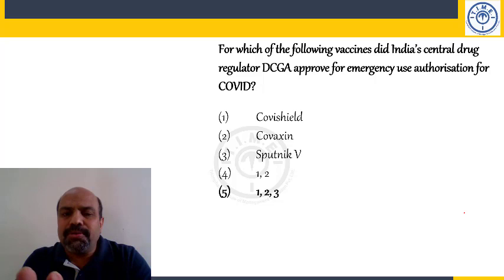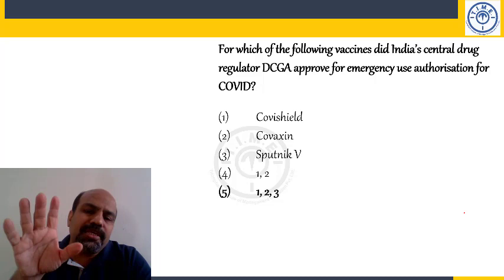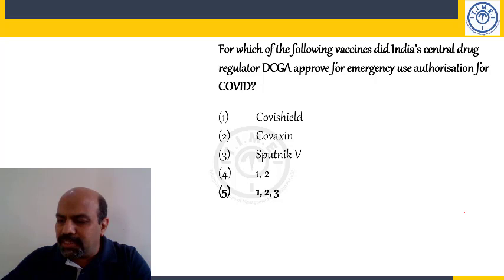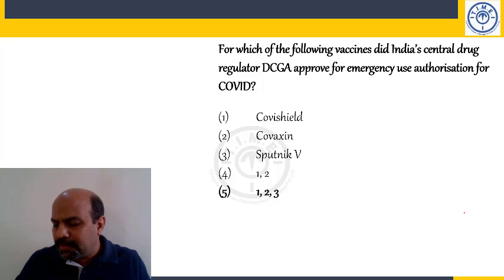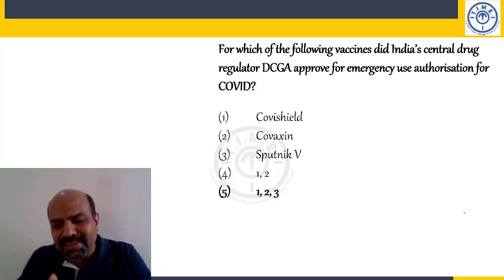It's not Sputnik 5. Hello, ladies and gentlemen, it is Sputnik V. V is for vaccine. It has nothing to do with the Roman numeral. It is the letter V.